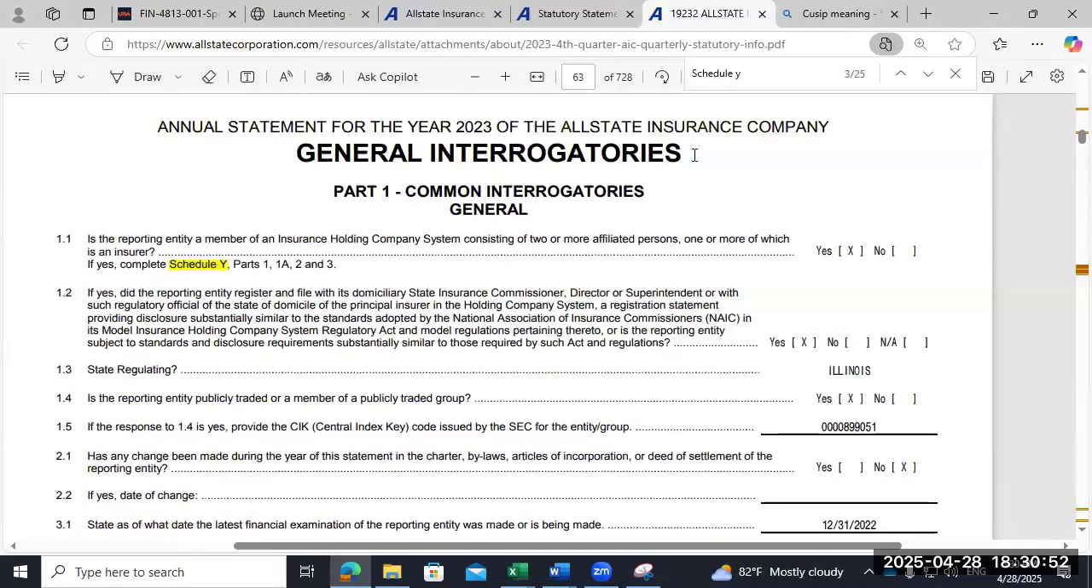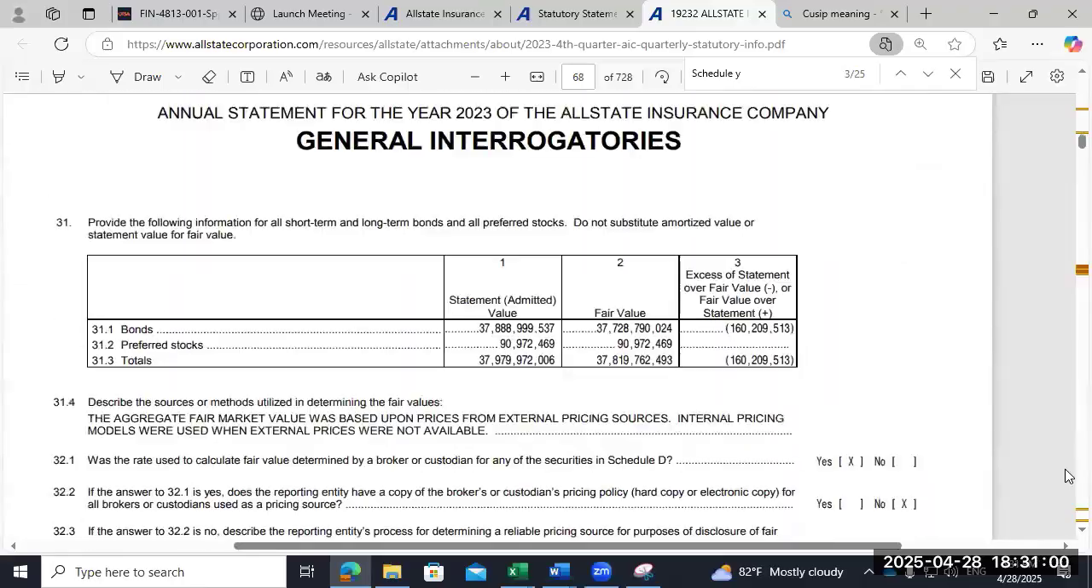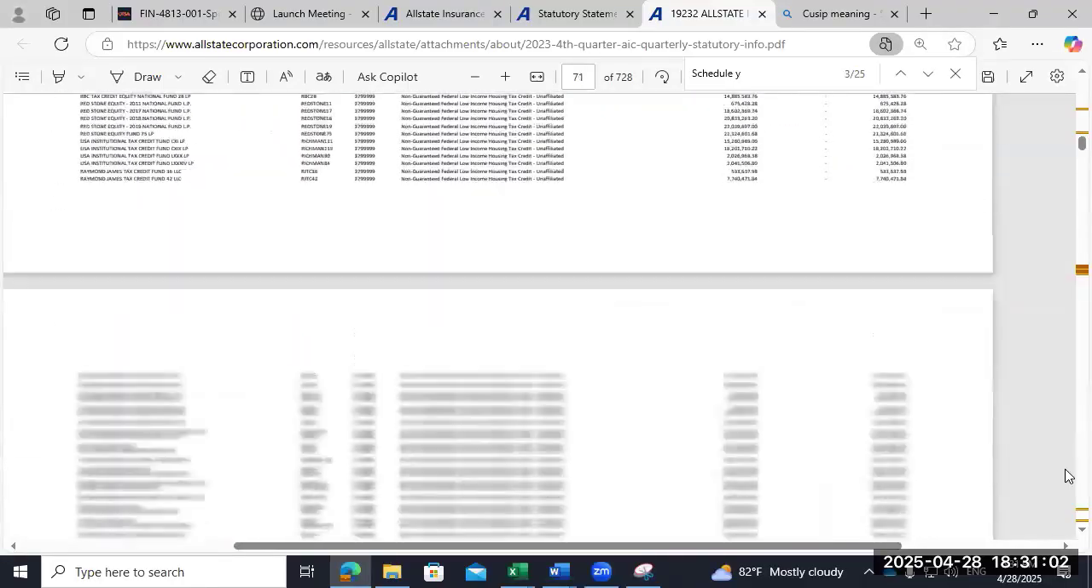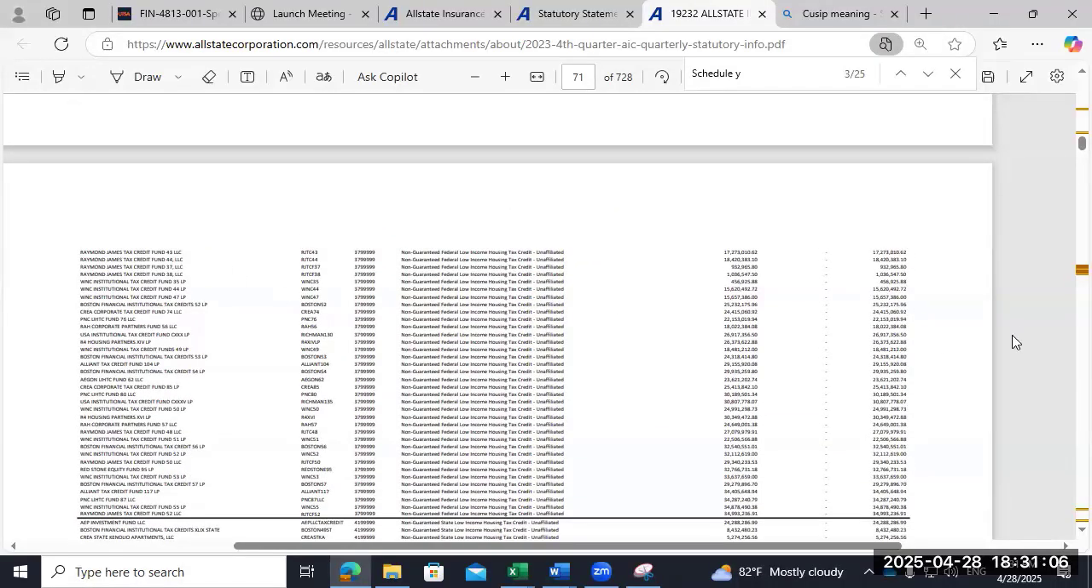Well, the next section is called General Interrogatories. That's a bunch of questions the state asks. How many pages is that? Wow. What is all of that? You need all of that?